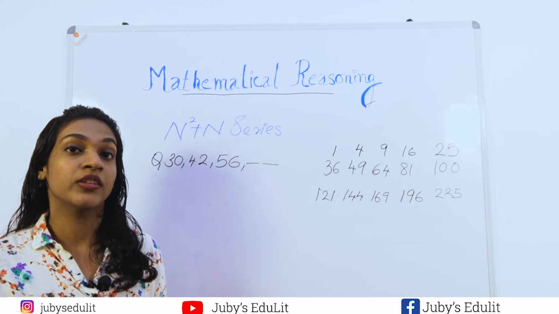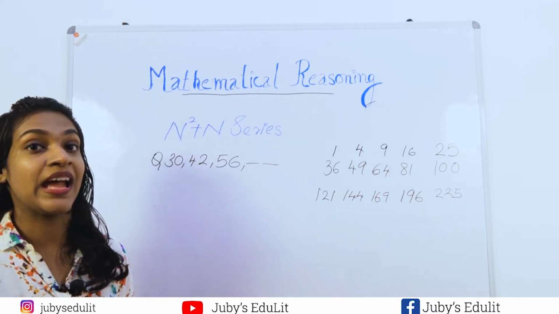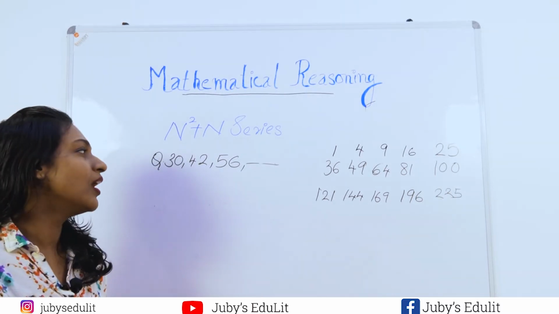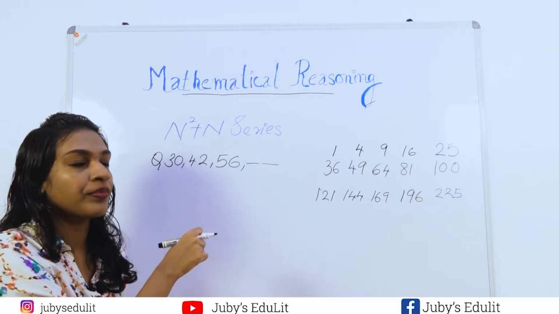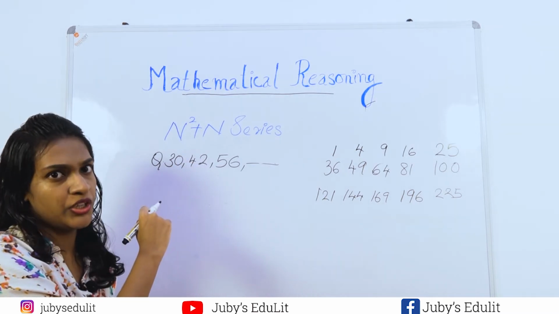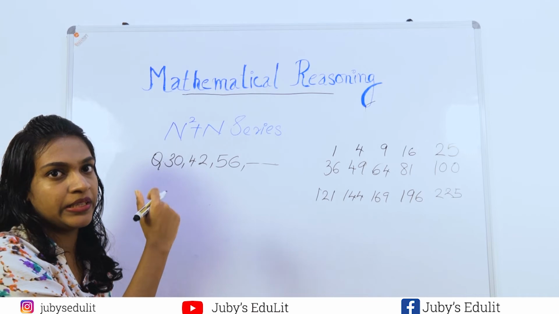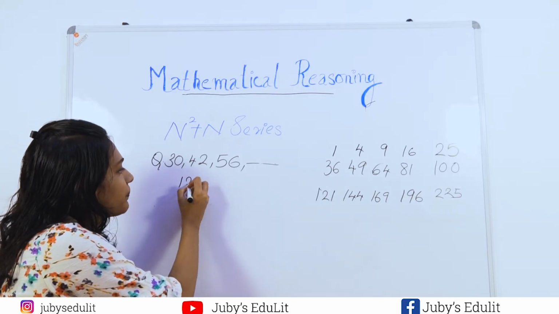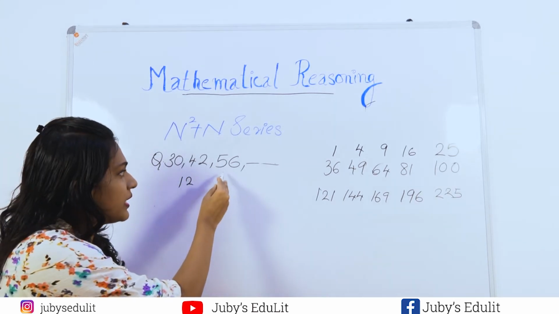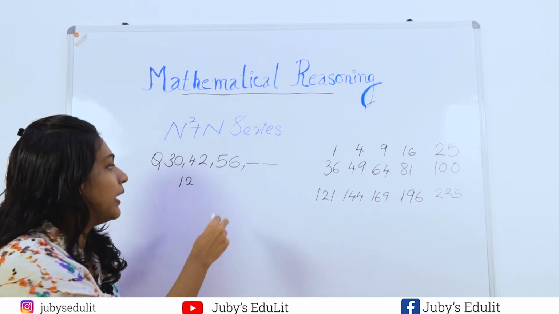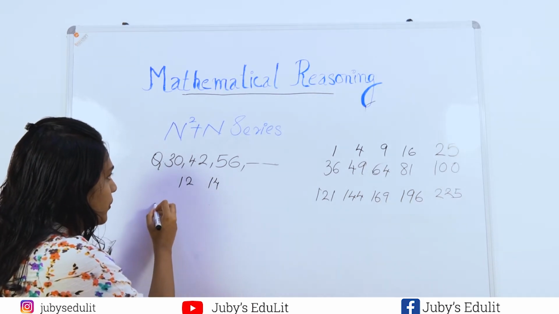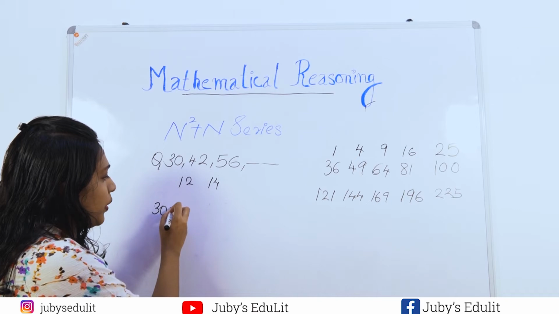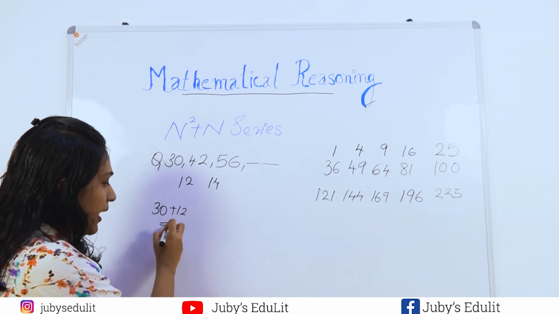Now let me give an alternate way to find the answer for this question. What is the difference between 30 and 42? It is 12, right? 42 minus 30 gives the answer 12. And what is the difference between 56 and 42? It is 14. So when you add 12 to 30, you get the answer 42.